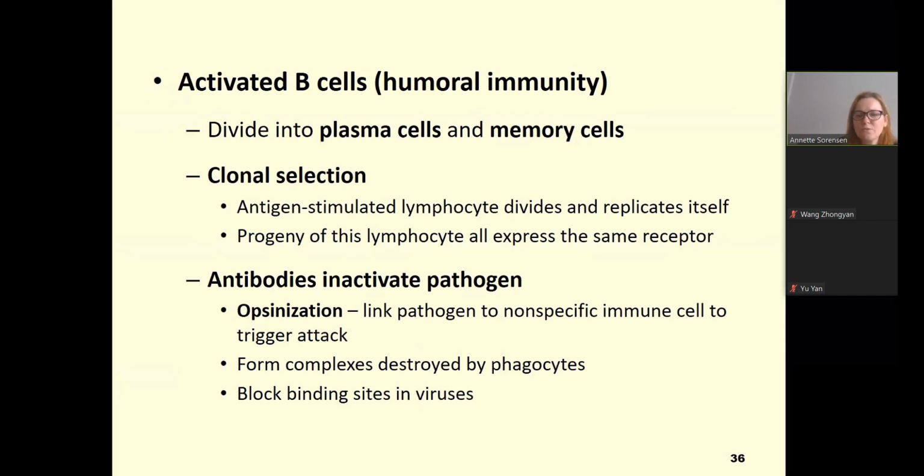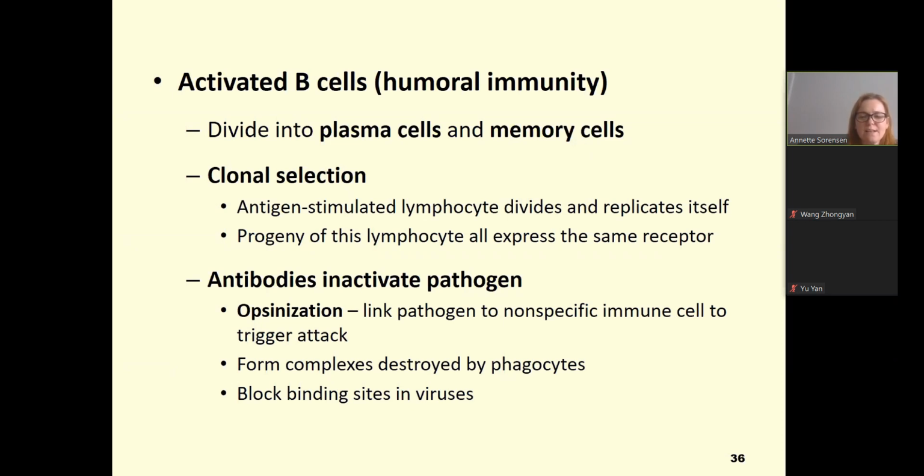Okay, so the B cells, when activated, will divide into plasma cells and memory cells, and then we get what we call clonal expansion. I've already talked to you about what clonal expansion is, so we'll just jump over that one.